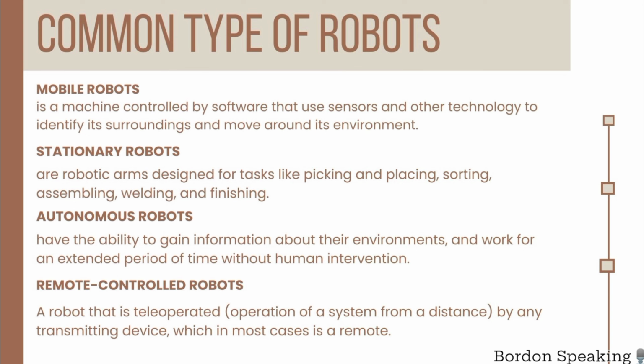Next is the autonomous robots. Autonomous robots have the ability to gain information about their environments and work for an extended period of time without human intervention. Remote-controlled robots: a robot that is teleoperated by any transmitting device, which in most cases is a remote.